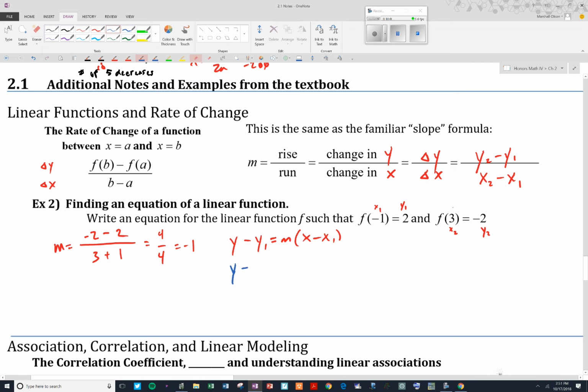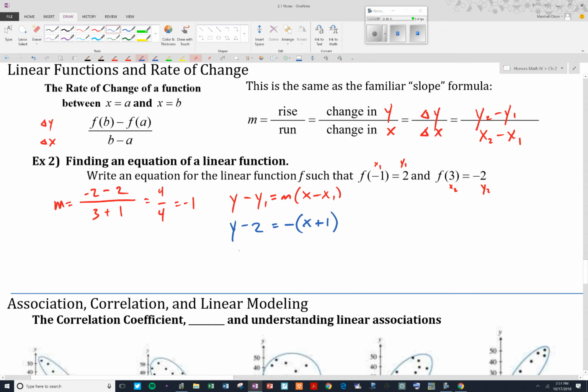All right, so we put in one of the points, doesn't matter which one, with our slope. I'm just going to pick the first point there. So y minus 2 is going to equal my slope, which was negative 1, times x minus, and then my x value was negative 1, so plus 1. And we're going to distribute that negative and add that 2 over. So we're going to get y equals negative x plus 1. There's our equation for that line.